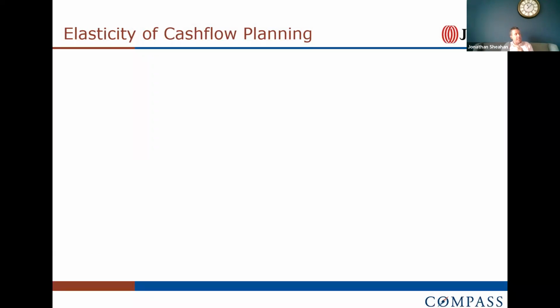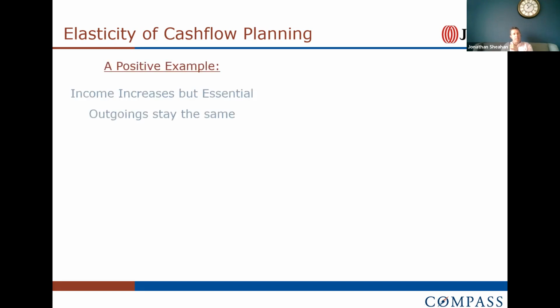If somebody says, well, my income went up by 10%, therefore my cash flow surplus is now up by 10%, or my essential outgoings have increased by 20%, so therefore my cash flow position has got worse by 20%, that's never actually the case. So just two examples here.